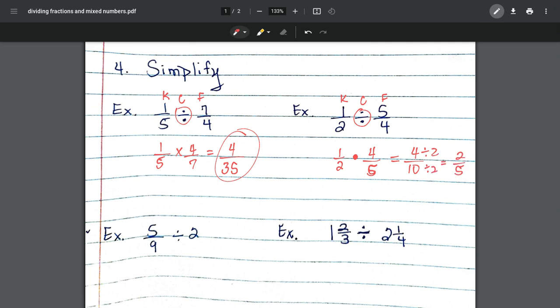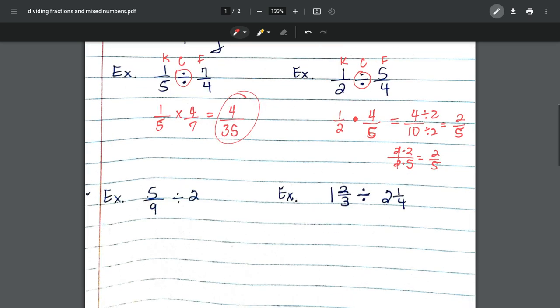You get 2/5. But if you can only make it to 4/10, I'm fine for right now, okay? You could have also said 4 is 2 times 2 and 10 is 2 times 5, and these cancel, leaving you with 2/5 if you wanted to simplify. But again, if you can only make it to 4/10, stop at 4/10.